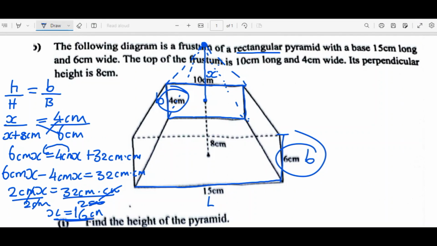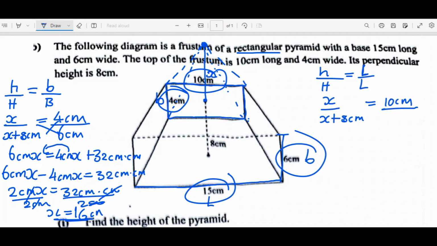Now let's say we want to find the same height, but let's use length instead of breadth. So the formula is still the same. You say height of the smaller divided by height of the larger is equal to length of the smaller over length of the larger. So the height of the smaller we don't have. Height of the whole thing is x plus 8 centimeters, equal to length of the smaller, which is 10 centimeters, divided by the larger, which is 15 centimeters. If we cross multiply, 15 centimeters times x will give us 15x.